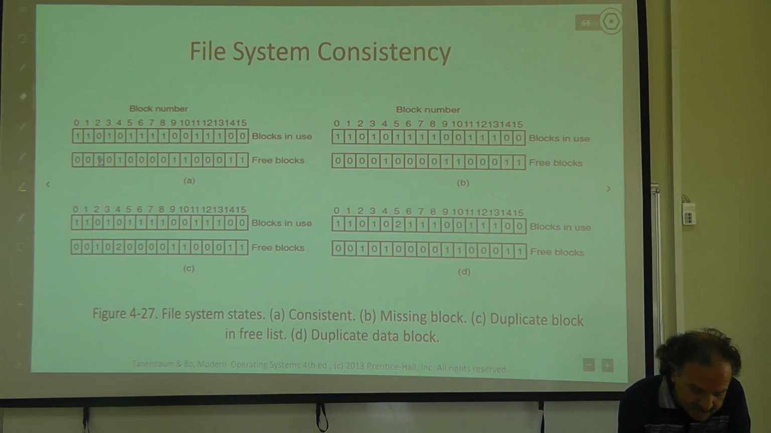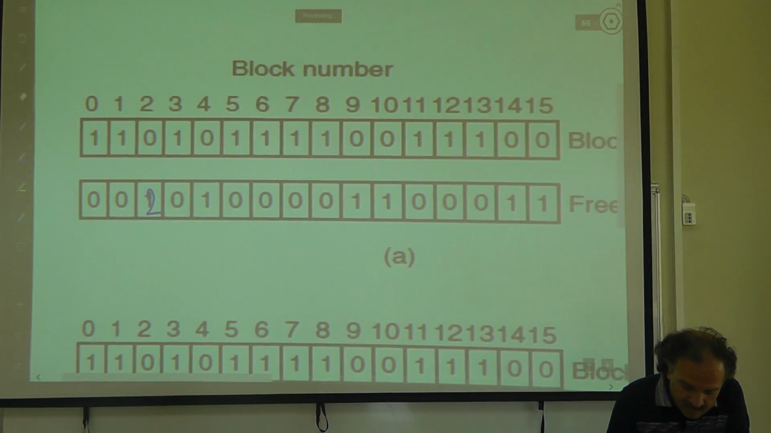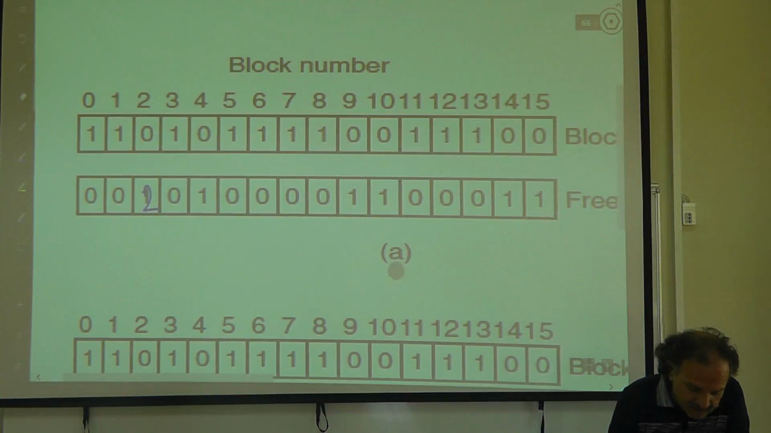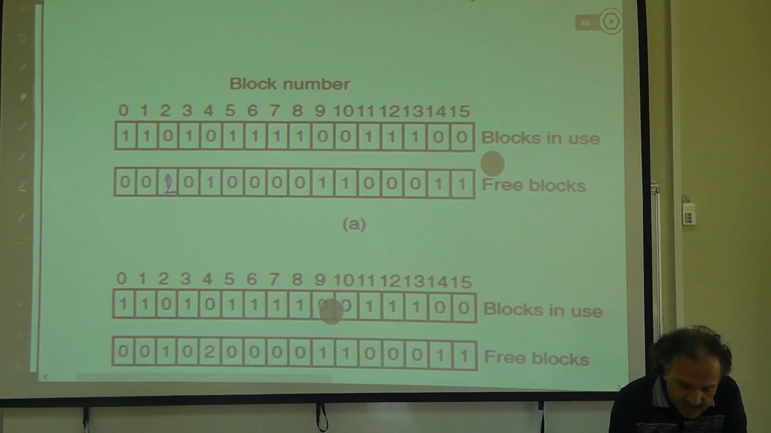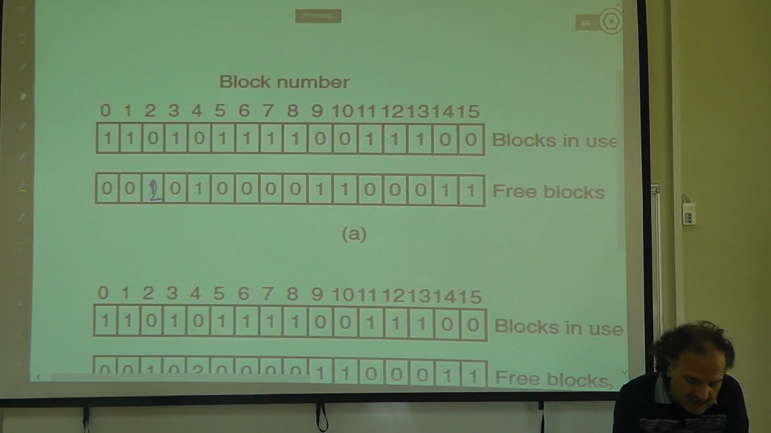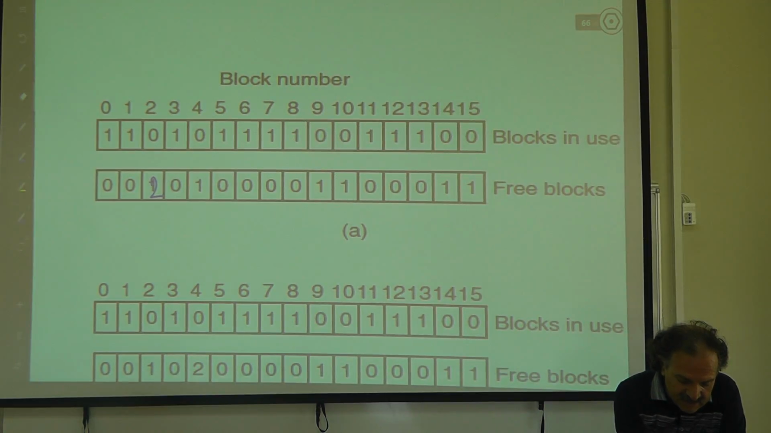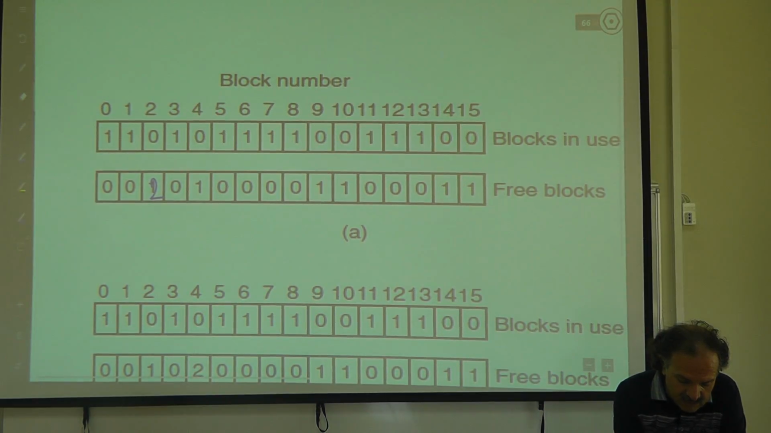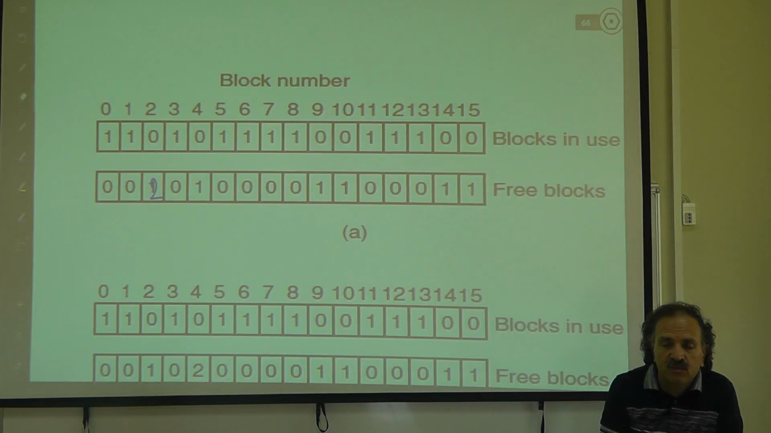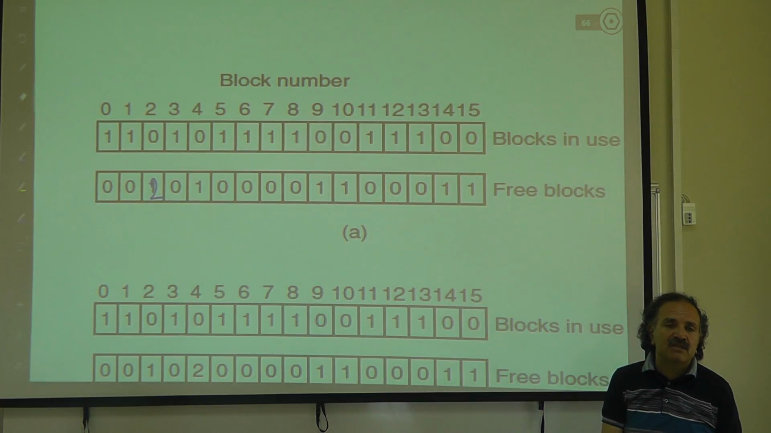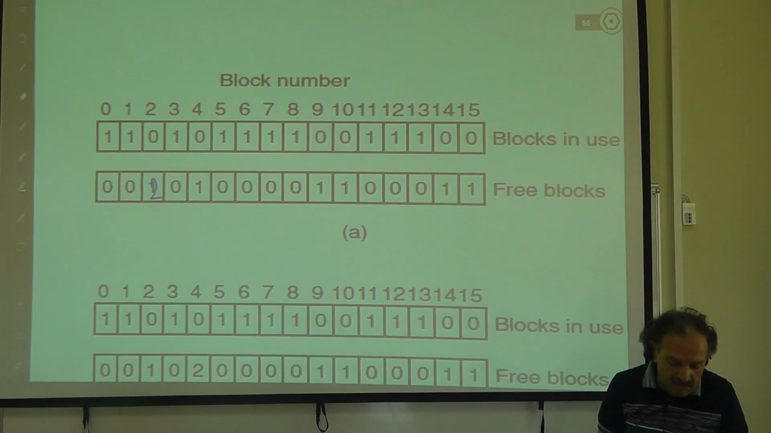For this case, part A, I cannot erase this, sorry. For this one, ignore this 2 here. For this one, everything is okay. A block is either occupied or empty, so I don't see any inconsistency. When I run my checker utility, I don't see any problems.